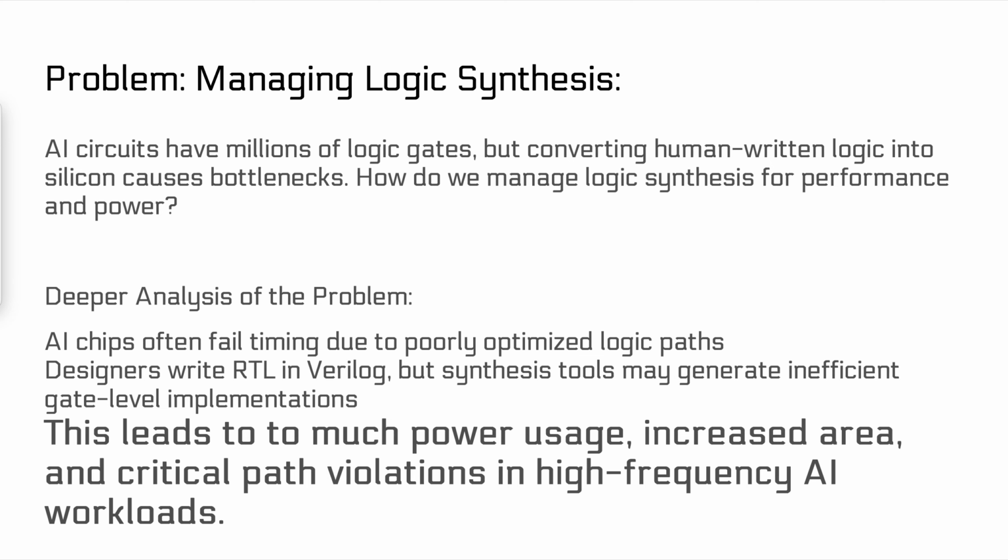So now we're going to look deeper into the problem. AI chips often fail timing due to poorly optimized logic paths. The designers write RTL in Verilog, but synthesis tools may generate inefficient gate level implementations. And this leads to another problem where there's too much power usage, increased area, and critical path violations in high frequency AI workloads. This, in fact, leads to multiple problems.